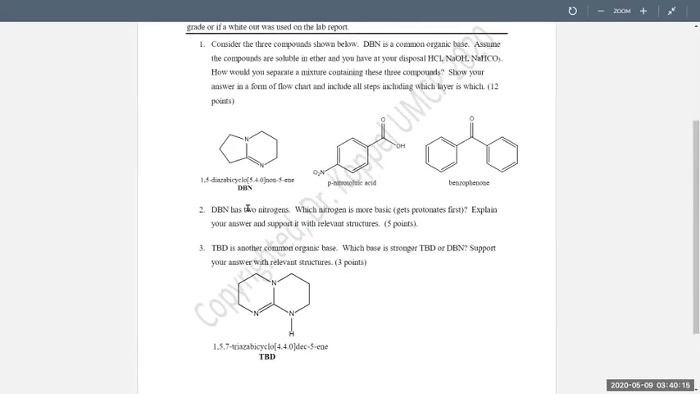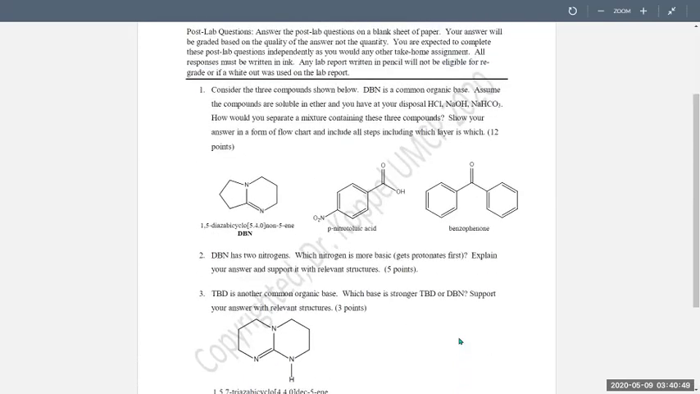And then here it says DBN has 2 nitrogens. Which one's more basic? Which one gets protonated first? And then you want to make sure when you're doing this, you can't really see the pKa's, but another thing to explain pKa's is conjugate acid-base stability, and so you can look at resonance. Resonance is honestly the big one. Same thing here, look at resonance.